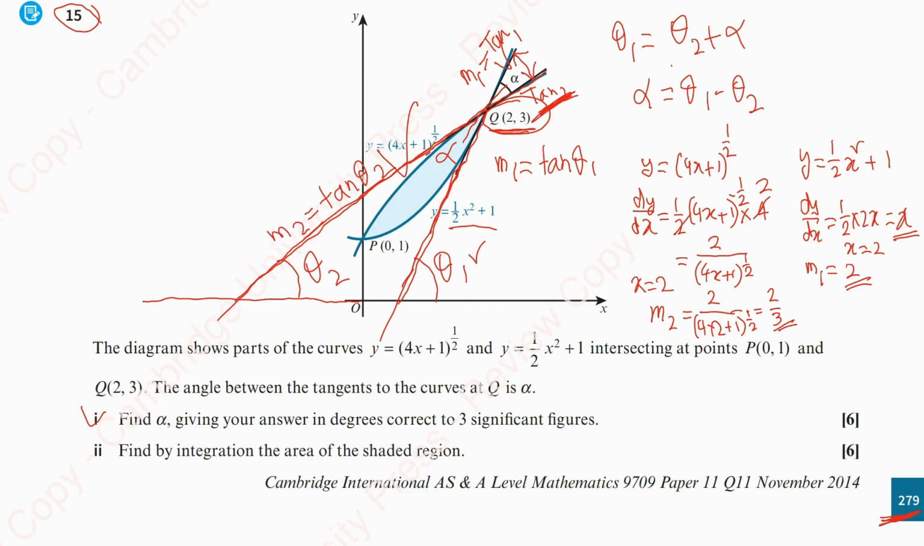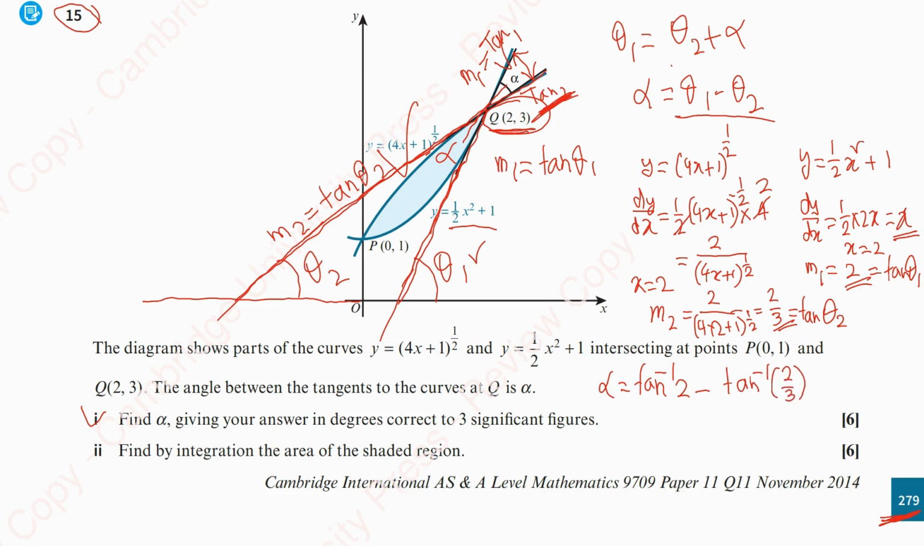Now it's very simple. We already defined alpha as theta 1 minus theta 2, so we can easily find alpha. m1 is tan theta 1 according to the definition, which is 2, and 2 by 3 is tan theta 2. So alpha equals theta 1 minus theta 2, which is tan inverse 2 minus tan inverse 2 by 3.